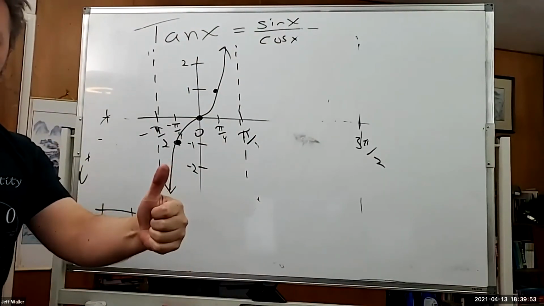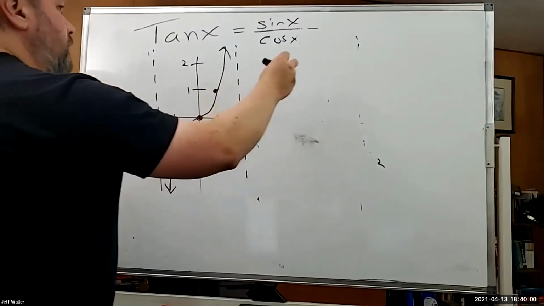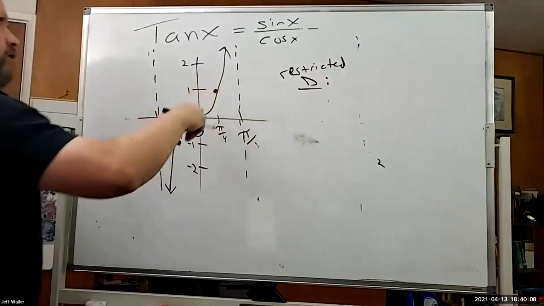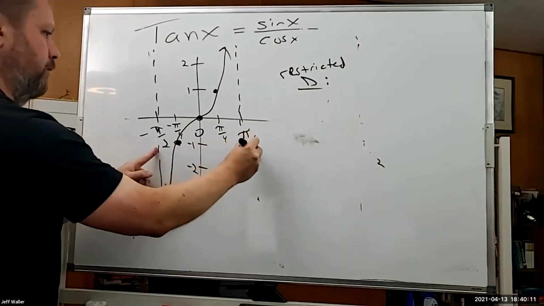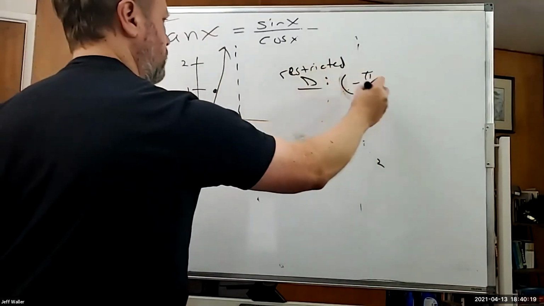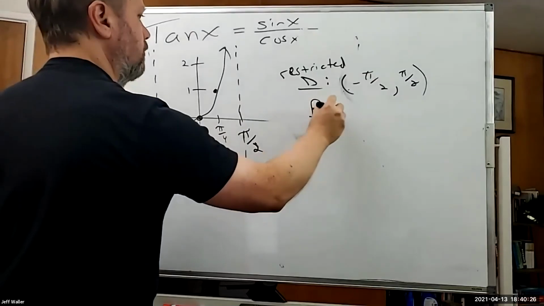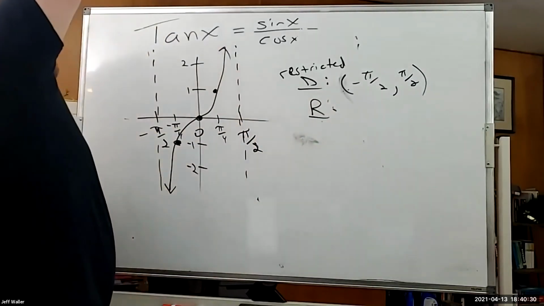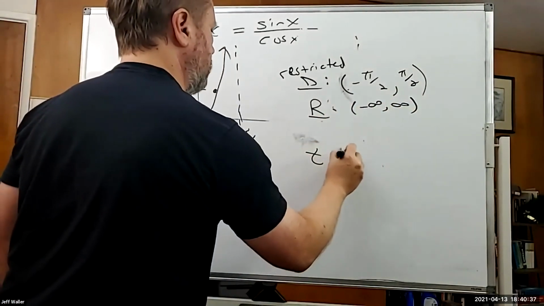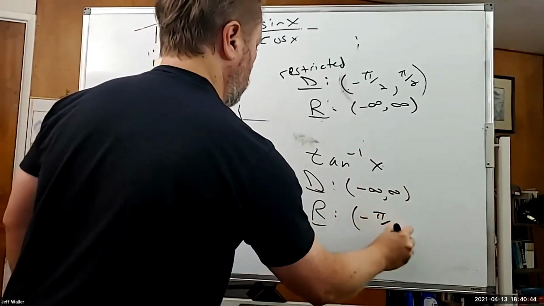Check. I like it. So can somebody tell me the restricted domain of this trig function? Negative pi over 2 to pi over 2, right? In fact, I just made a mistake. That's an asymptote there, so it should be open here. Because that's an asymptote, I can't include that place. What's the range? Yeah, negative infinity to infinity. So for the inverse tangent, the domain will be all real numbers, and the range will be negative pi over 2 to pi over 2.